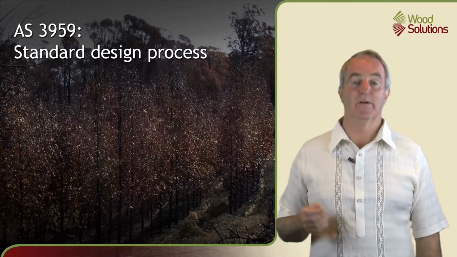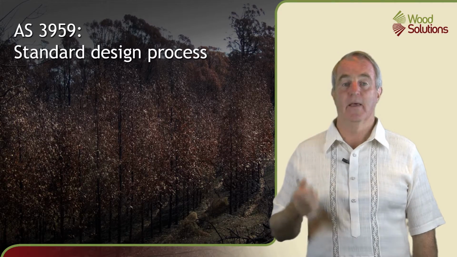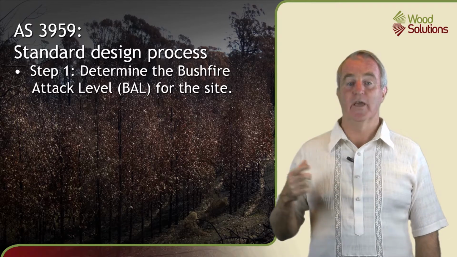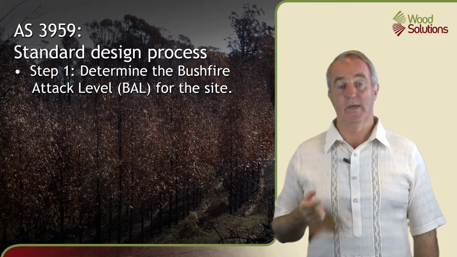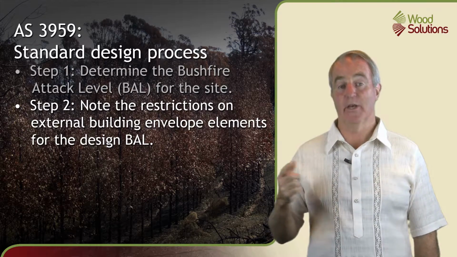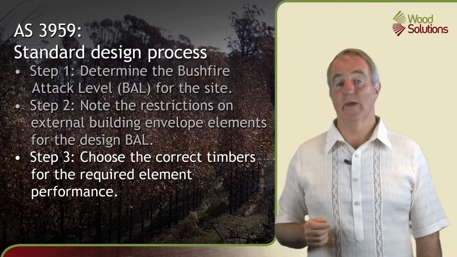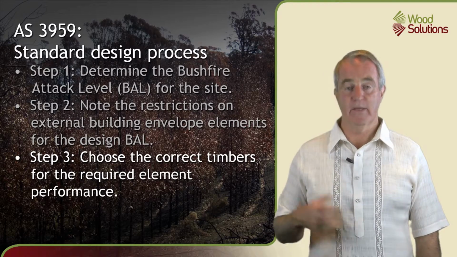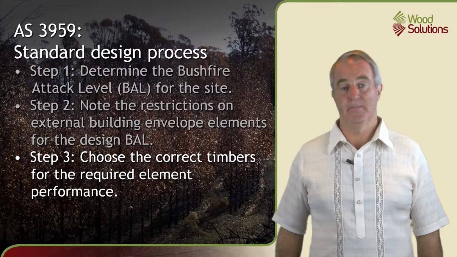There is a three-step process for compliance with AS 3959. Step 1 is to determine the site's bushfire attack level. Usually a trained assessor is required for this. Step 2 is to comply with the restrictions on building envelope elements for the design BAL. And step 3 is to choose the correct timbers for the required element performance. In this presentation, we will assume that the BAL is provided.